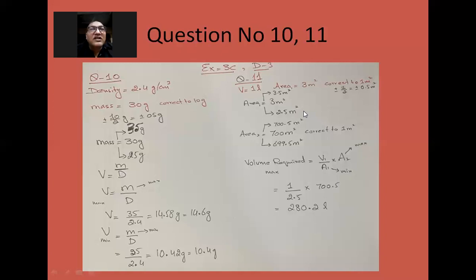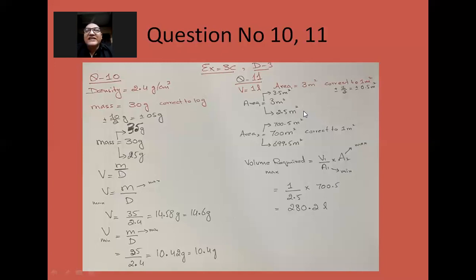Because you want the maximum volume required, for that purpose, because the A2 is in the numerator, that should be maximum, and A1, which is in the denominator, that should be minimum. Then you will get the maximum answer out of this formula. So A2 should be taken as maximum, A1 should be taken as minimum. A2 is in the numerator, so that's why it should be taken maximum. A1 is in the denominator, so that's why it should be taken as minimum, because out of this formula, we want the maximum value of the volume.